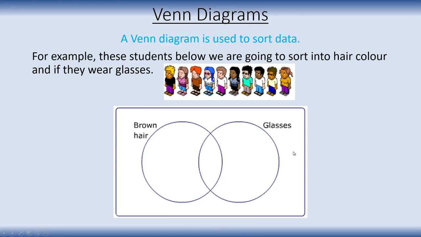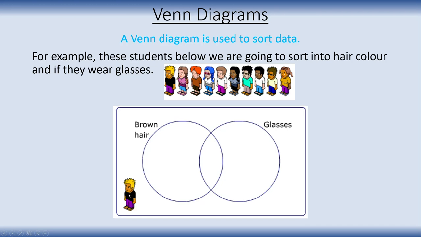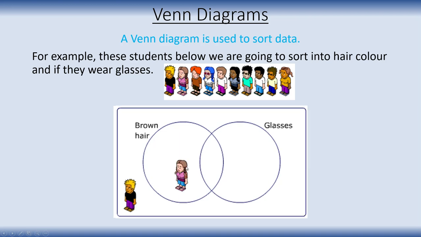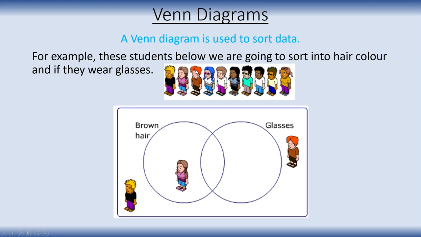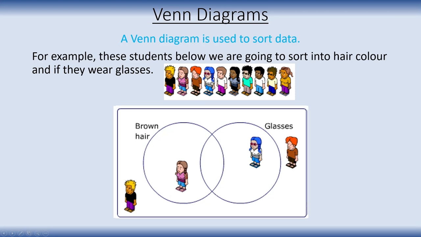Outside of the two circles, but inside the universe, inside this rectangle, we're going to have people who don't have brown hair and don't have glasses. So we start here. First one, nothing, no brown hair, no glasses, so he's outside the circles. Next one, we've got brown hair, outside the circle. We've got glasses, so inside the glasses circle.